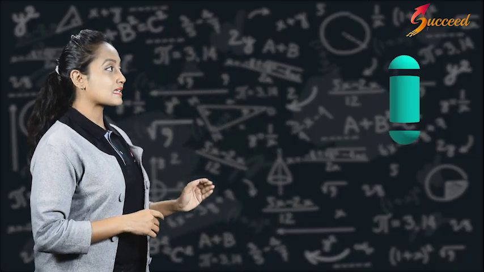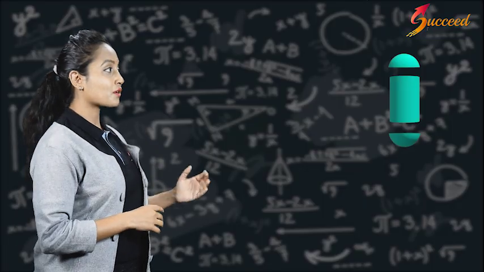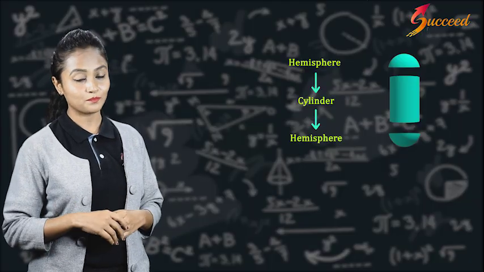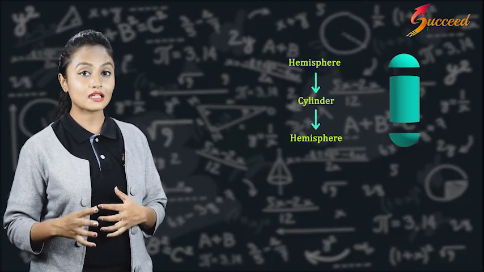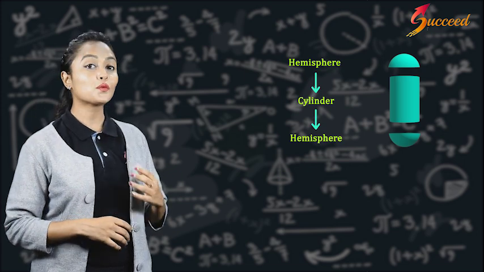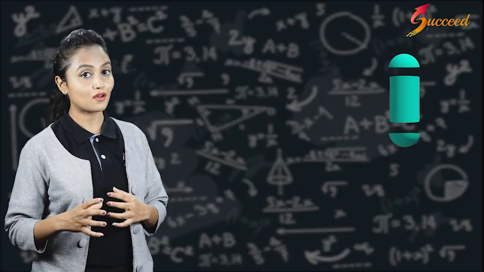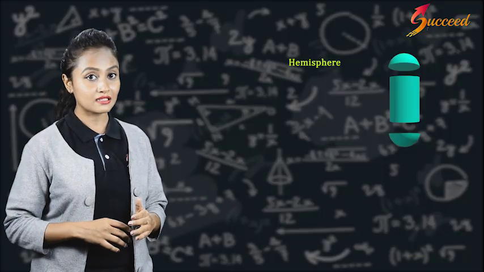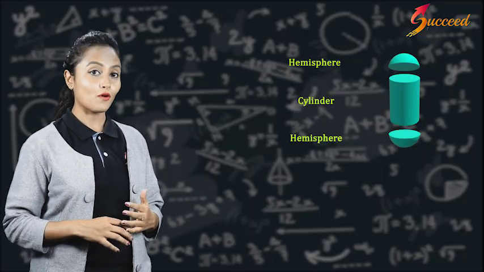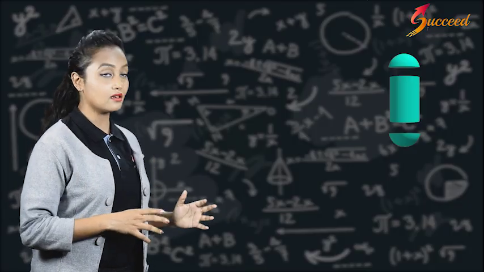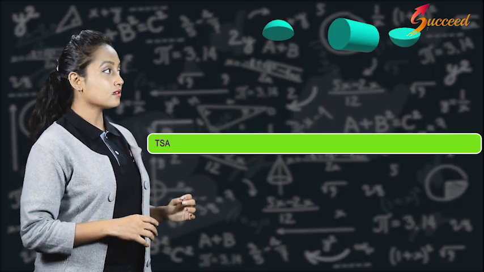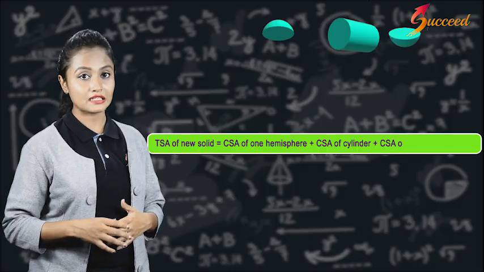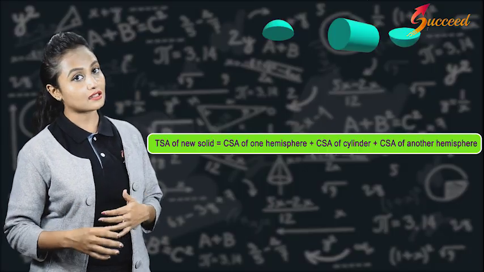Now, if you break this container into different halves, you are going to see a hemisphere followed by a cylinder and another hemisphere. If you have to find out the surface area or volume of this particular solid, you will have to identify the surface area or volume of the components, that is the hemisphere and the cylinder and another hemisphere. Therefore, we can derive the TSA of this container as: TSA of the container is equal to CSA of one hemisphere plus CSA of the cylinder plus CSA of another hemisphere.